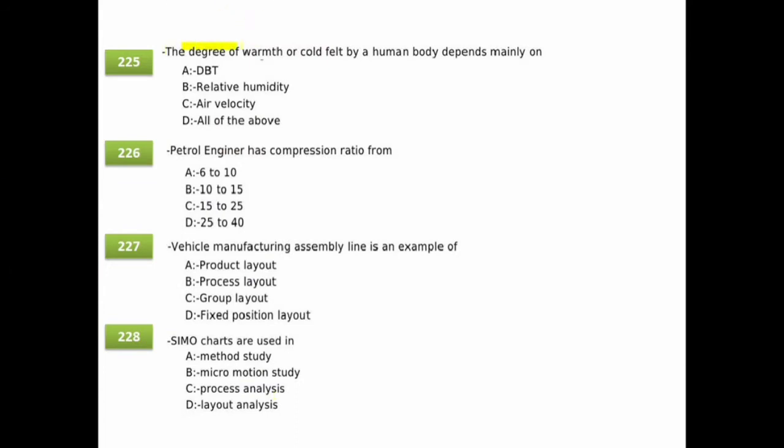The degree of warm or cold felt by a human body depends upon DBT, relative humidity, air velocity. So answer is all of the above. Petrol engine has compression ratio varying from 6 to 10. Vehicle manufacturing assembly line is an example of product layout. SIMO charts are used in micro motion study.